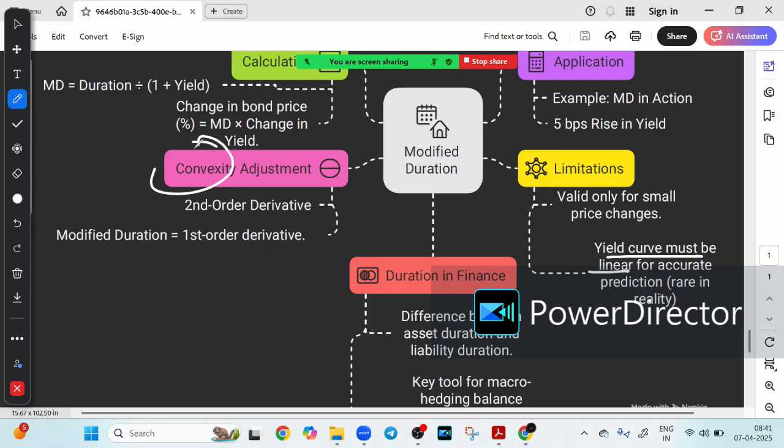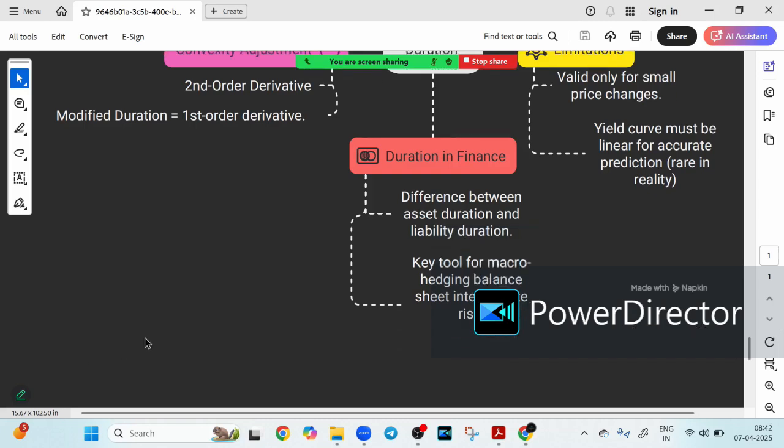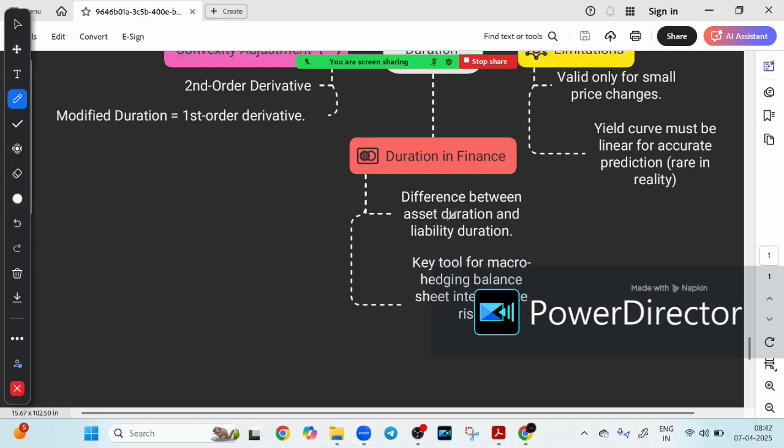Convexity is also required. And if you look at duration in finance, this is where modified duration truly shines. It helps banks and financial institutions manage the difference between asset and liability duration. You can see through this tool, modified duration, the financial institution can manage the asset duration and liability duration difference, right? It is a key metric in macro hedging, helping banks manage interest rate risk across the entire balance sheet. So modified duration gives you a sharper, smarter way to measure bond risk. It blends math and market sense into a tool that is both practical and powerful. So the next time someone says interest rates are changing, you will know exactly how much impact it is going to have. Main concept is clear.